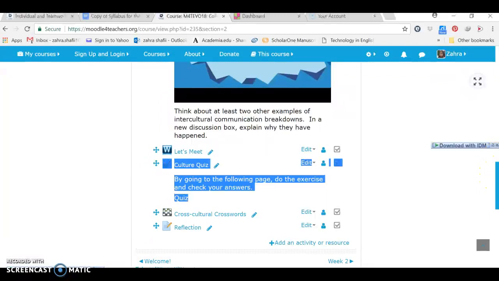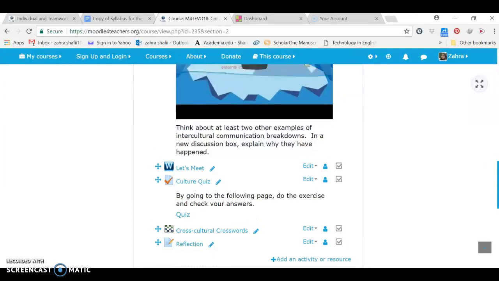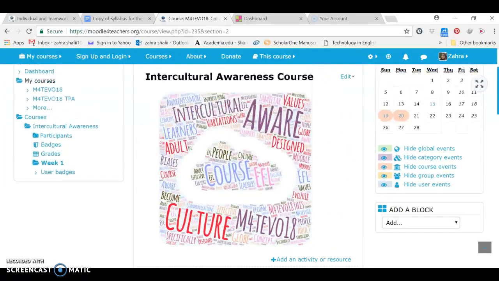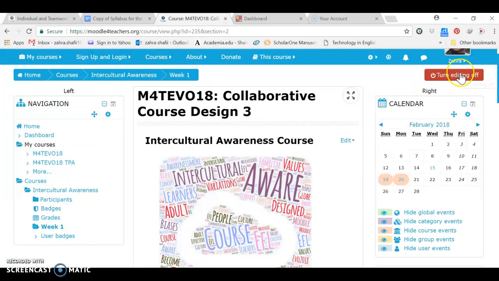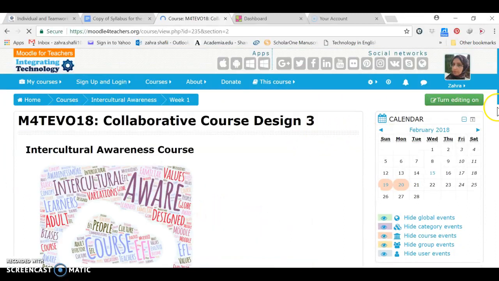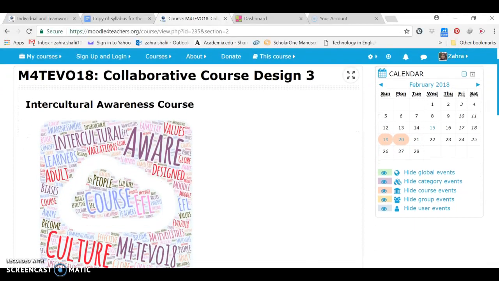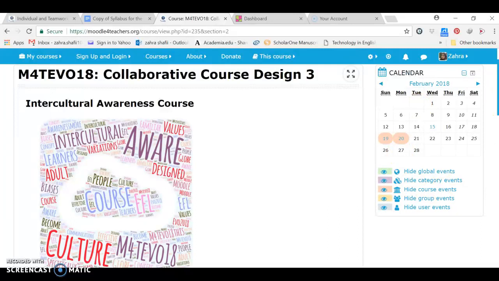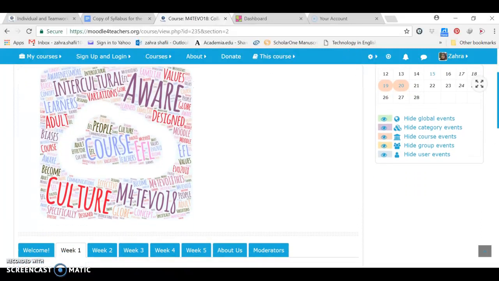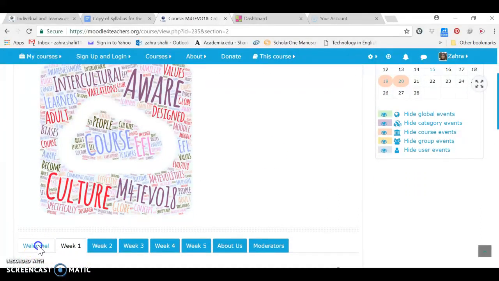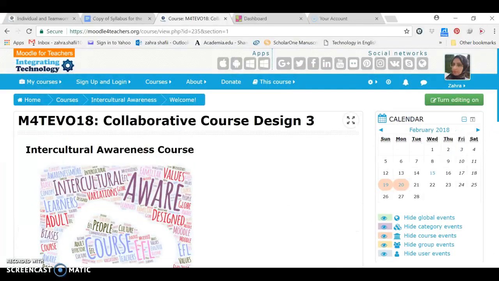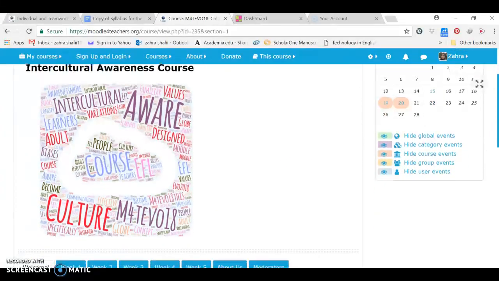In fact, this is a 5-week course. Let's go to the main page of it. Okay, first of all, I should have turned the editing off. Okay, now it's the first page. I've added a calendar as a block, and we could also add a lot more blocks based on the objectives of our course.